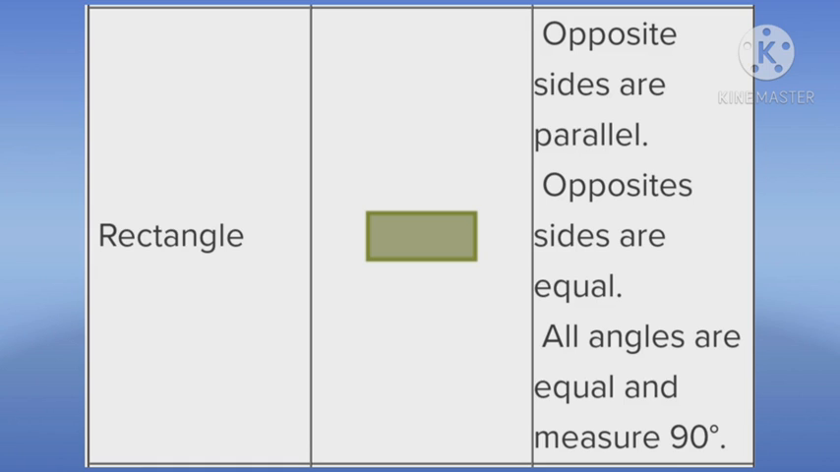Next is rectangle. The first property: opposite sides are parallel. Second, opposite sides are equal, all angles are 90 degrees, and diagonals bisect each other. Write four properties of each quadrilateral in your fair notebook.